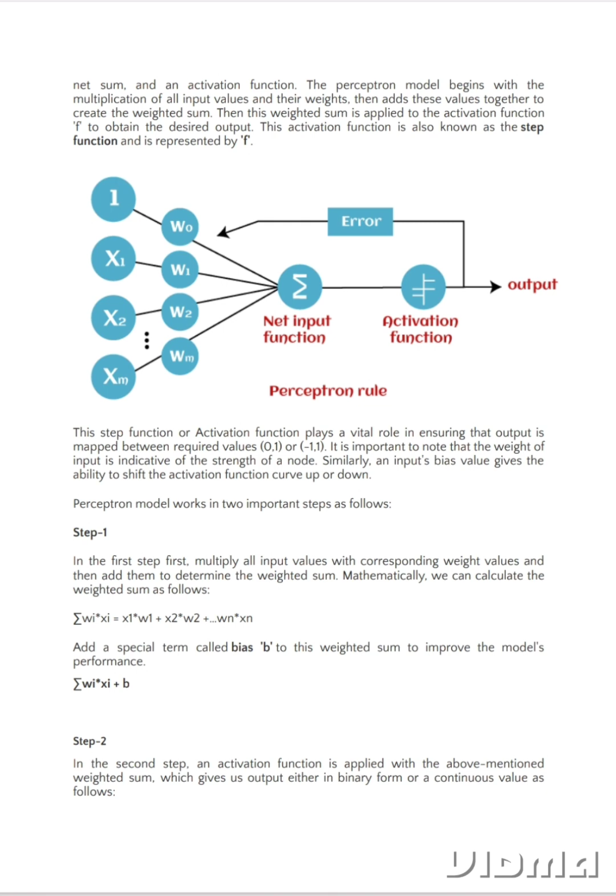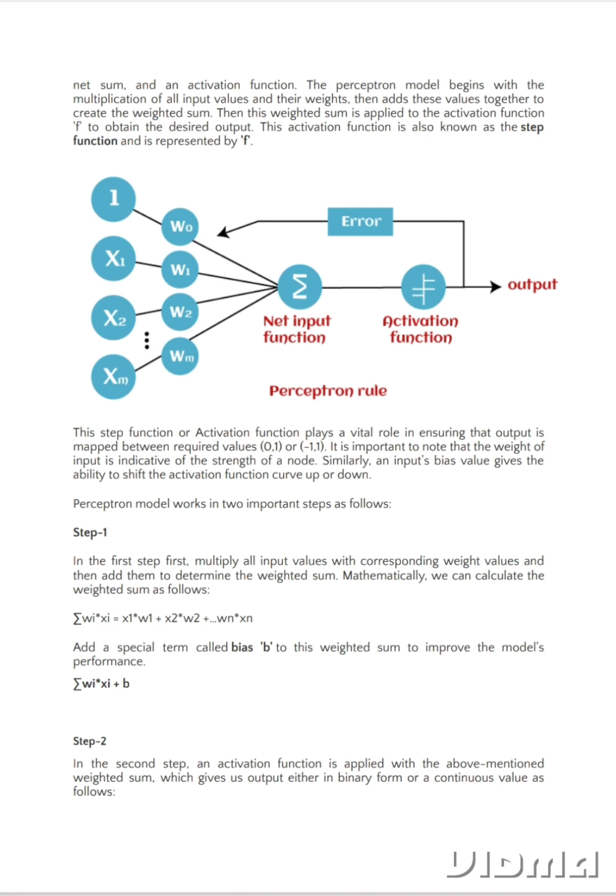This step function or activation function plays a vital role in ensuring that output is mapped between required values 0, 1 or -1, 1. It is important to note that the weight of input is indicative of the strength of a node. Similarly, an input's bias value gives the ability to shift the activation function curve up or down. Perceptron model works in 2 important steps as follows.